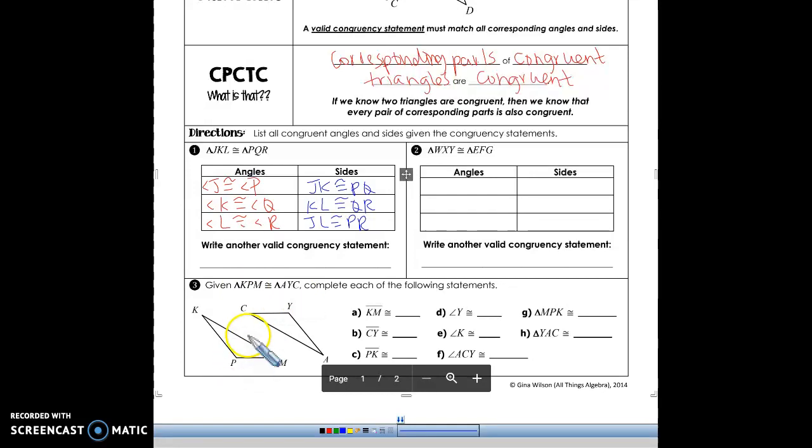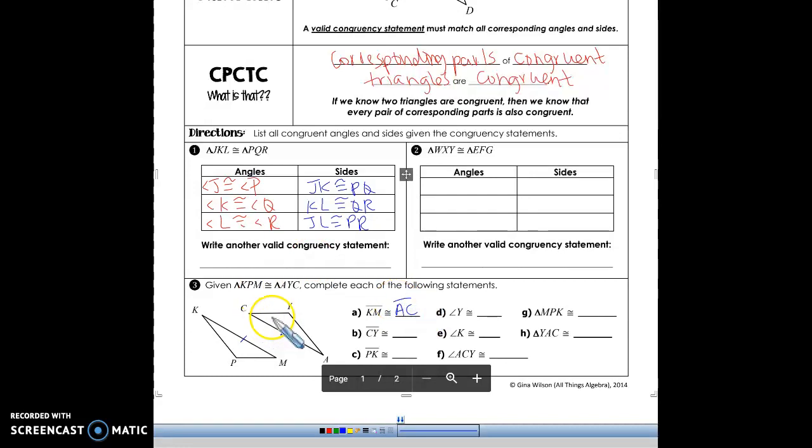So KM, here is KM. What is it going to be congruent to? What side corresponds with KM? KM is this long side. It's going to be congruent to this side AC. If it's hard to tell looking at the triangles, look in your statement. KM is the first and the last, so the first and the last is AC.